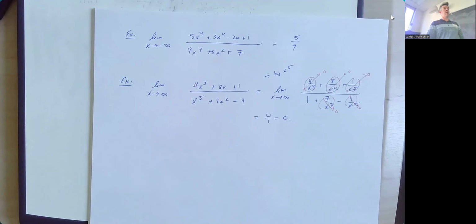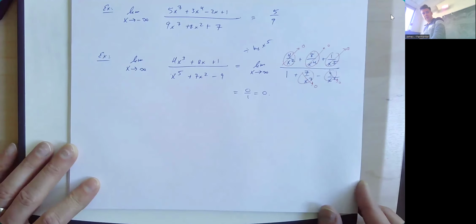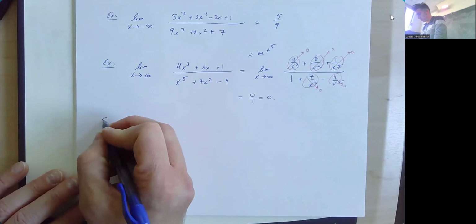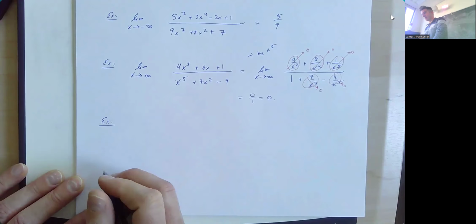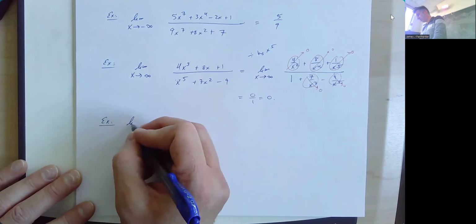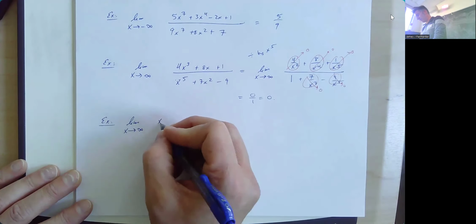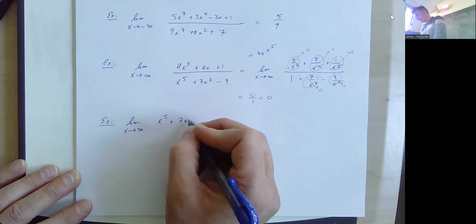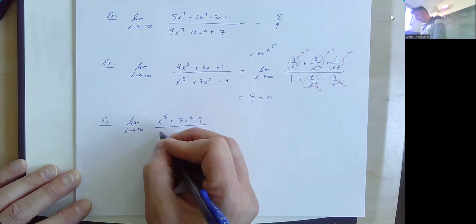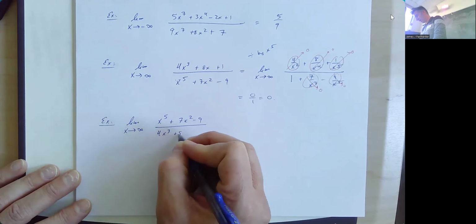And that's always true for rational functions. And then thirdly, what if we had the flip of that? What if we had the limit as x goes to infinity of x to the 5th plus 7x squared minus 9 over 4x cubed plus 8x plus 1?